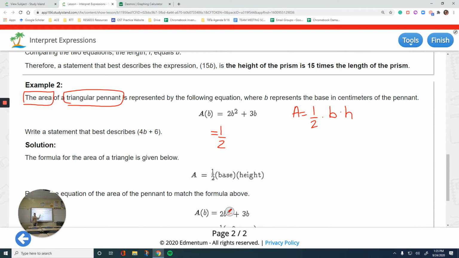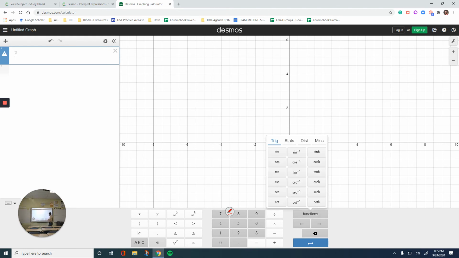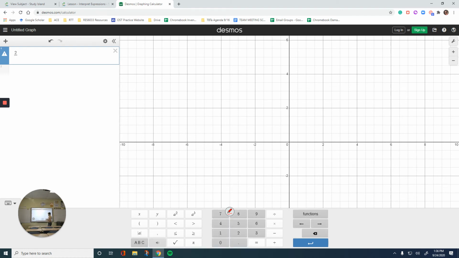1/2 is a fraction. So let me see if there's a fraction button. There should be a fraction button up here somewhere. Let me see. Okay, could be the functions. Miscellaneous, is it? Nope. Let's check this one out. Okay, it's not in there. So what I will do then, I'm going to put 1 and divide that one by half. If it looks complicated, don't worry about it. But what it says, when you divide the 2 by 1/2, it gives you 4. The answer is going to be 4.